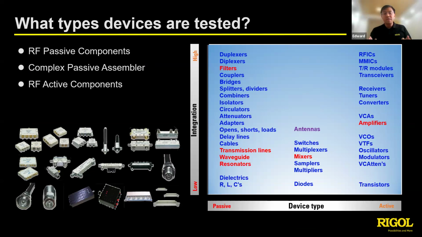Okay, so now we will go through what types of devices are tested. The network analyzer is a very general instrument which can cover passive components, go through subsystems, and then go to active components. You can see on the right-hand side of this presentation slide, the left side is for passive components, and the right-hand side is the active ones. For example, if we want to test passive components, they are the major part, covering more than 80% of the components across the whole RF microwave system.